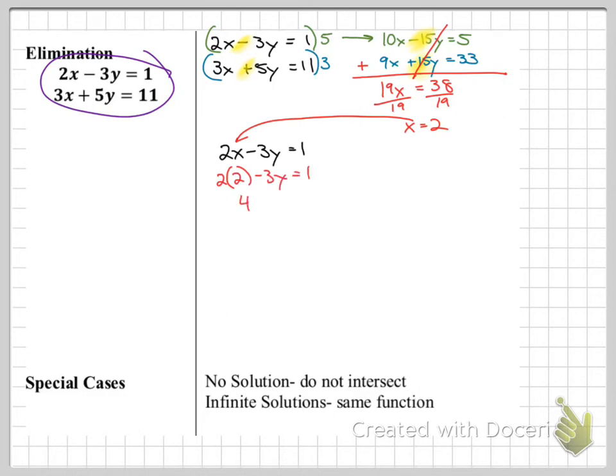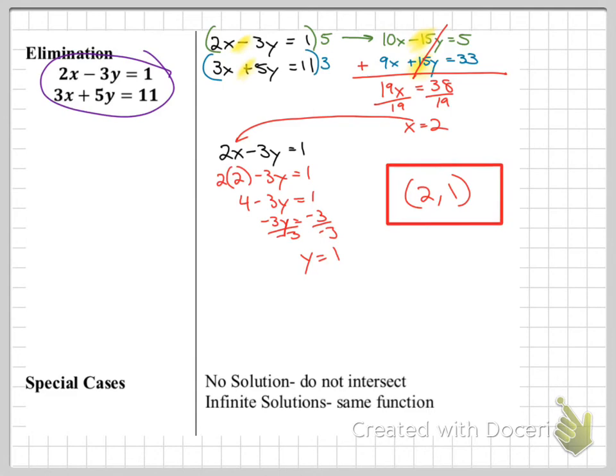And solve for the other variable. I got y equals 1. The answer is written as a point to get full credit. Point of intersection, x comma y.